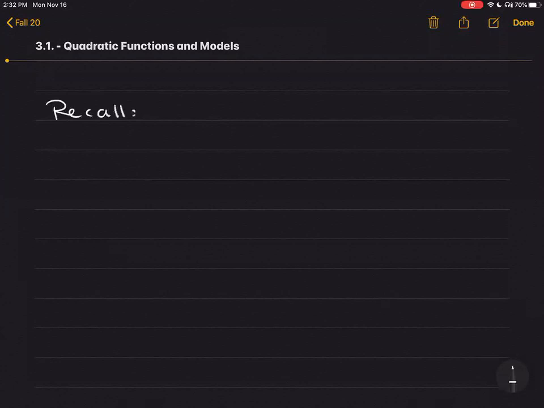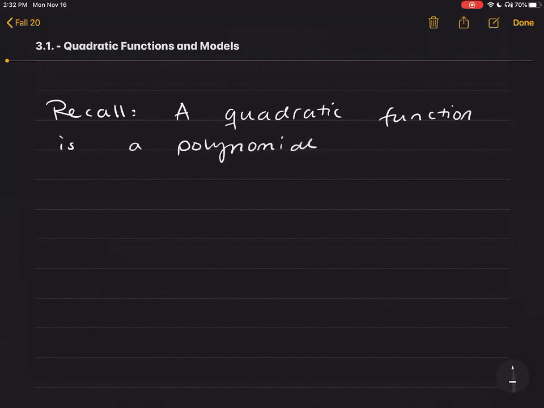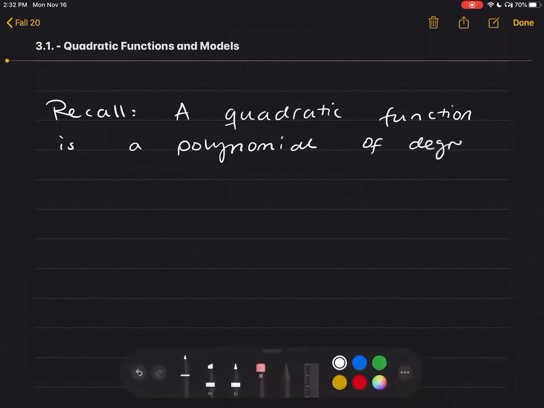So recall a quadratic function is a polynomial of degree 2. So, for example, they'll be of the form, so we have our function f of x is a naught, a constant, plus a1 x plus a2 x squared. So a naught, a1, and a2 are all numbers of some sort.